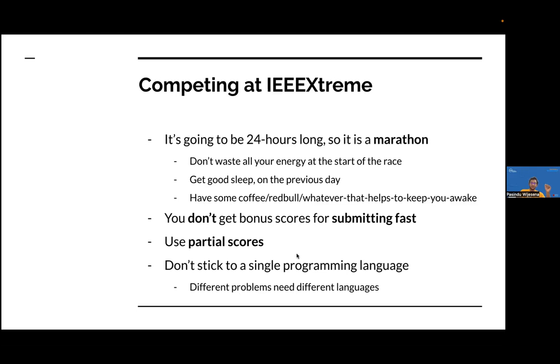And finally, don't stick to a single programming language. It's fine for you to be a pro at a single programming language, but in this competition, you are going to have to, in some cases, try different programming languages, because different programming languages are better at different things.